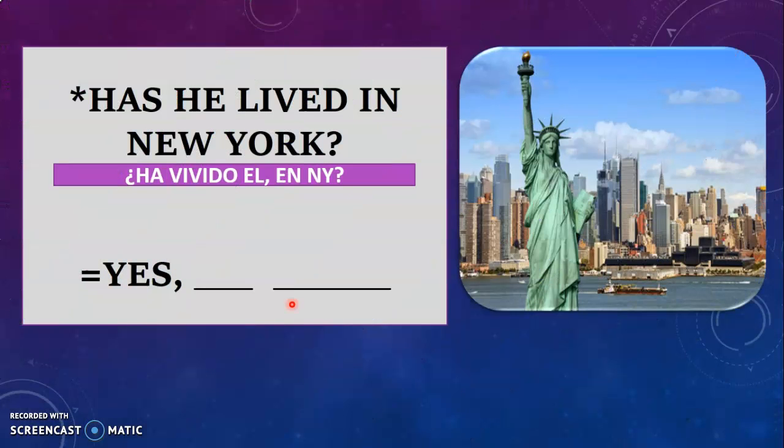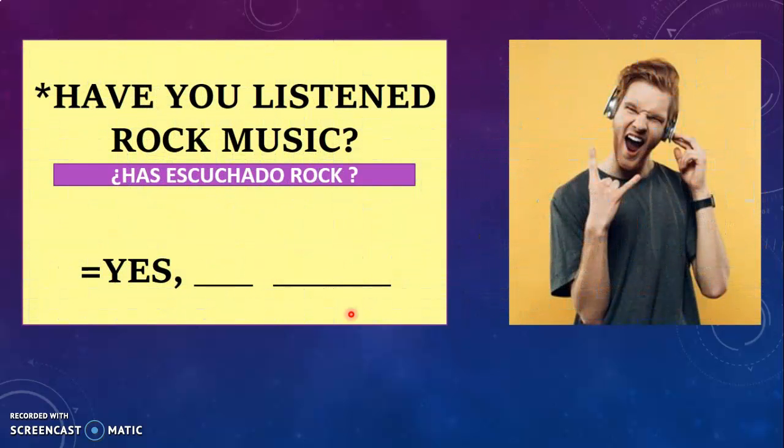So next, has he lived in New York? He. Fíjense bien que estamos hablando de he, de él. Alright? Has David lived in New York? Has Roberto lived in New York? Has he lived in New York? Yes, what? Suponiendo que sí, que él ha vivido en New York, ¿cómo diríamos? Yes, he has. Alright, very good. Let's move to the next.